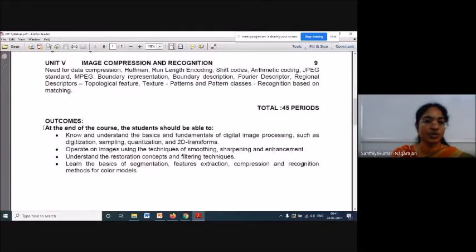At the end of the course, these are the course outcomes you will surely yield. You will come to know and understand the basics and fundamentals of digital image processing, such as digitization, sampling, quantization, and two-dimensional transforms, which help for further analysis of your image signal. Similarly, at the end of this course, you're able to operate on images, whether animated images or natural images, by using the techniques of smoothing, sharpening, and enhancing.